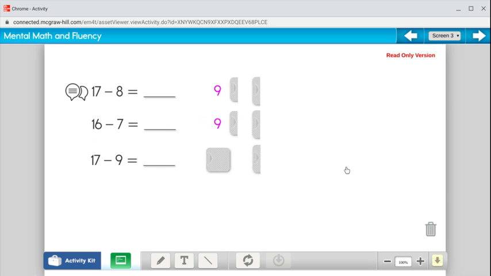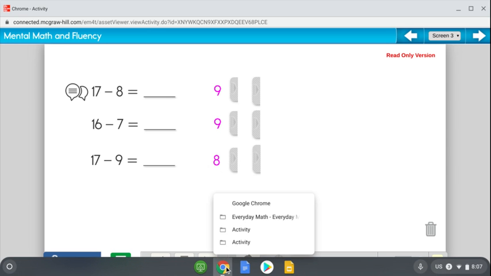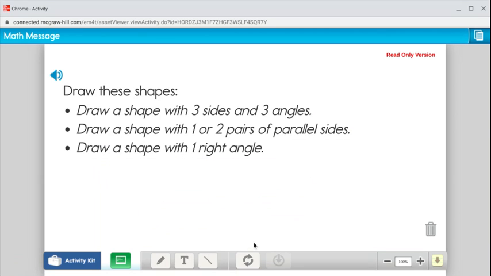And our last one, 17 minus 9. So 9 plus what equals 17? 9 plus 9 is 18, so I can use that double fact to help me. 9 plus 9 is 18, then 9 plus 8 is 17. Excellent. All right, let's take a look at our math message.